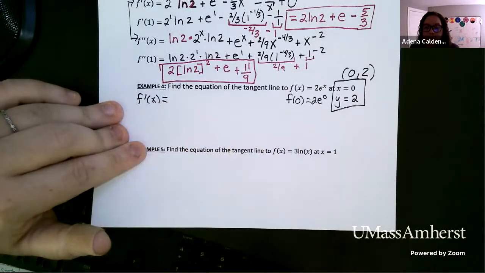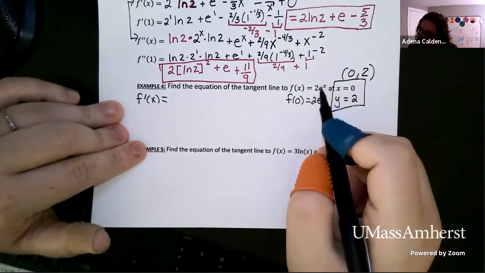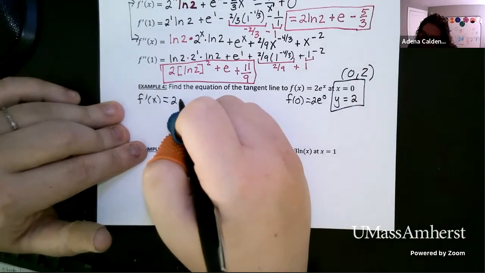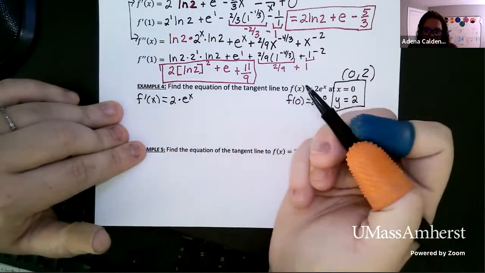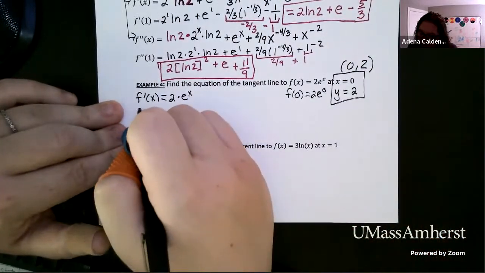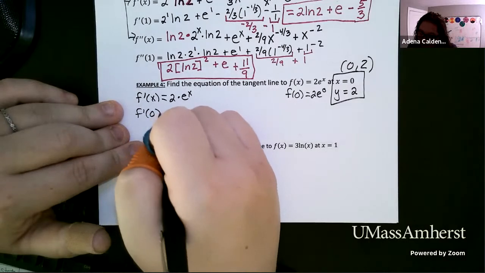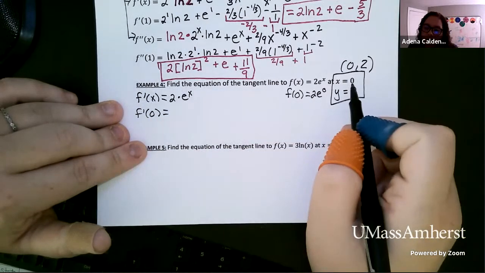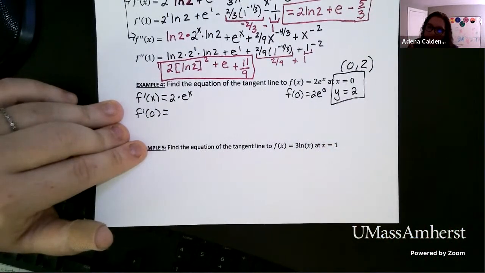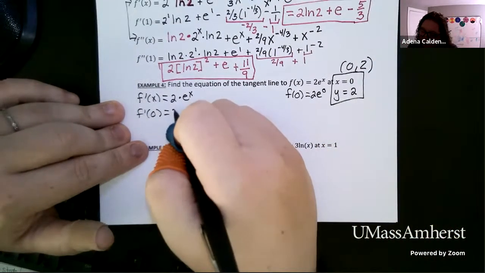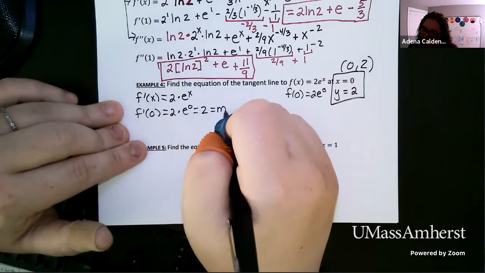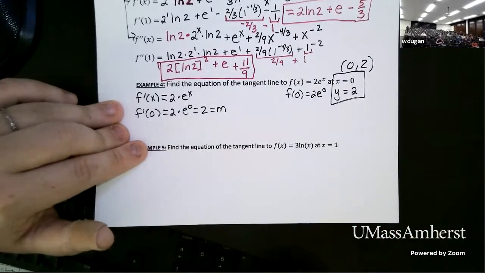The other piece we need is the slope. So we find the first derivative here. So 2 times e to the x, 2 is our constant multiple. So the derivative is 2 times e to the x, because the derivative of e to the x is e to the x. Now that's our derivative in general, but I want to know the value when x equals 0, because that's the slope of the line that touches at 0. So again, I have 2 times e to the 0, which is 2. The slope of my line is 2.